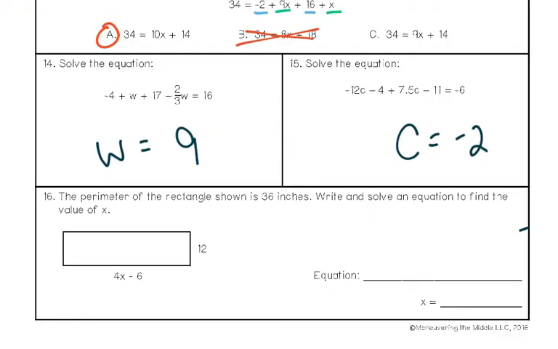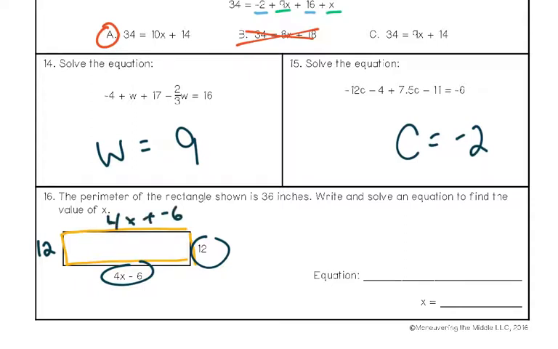Let's go ahead and look down at number 16. It says the perimeter of the rectangle shown is 36 inches. Write and solve an equation to find the value of x. So this is a little tricky. Perimeter, we need to remember, means all the sides added up. So I have this plus this plus this plus this. If this is 12, that means that this is 12. If this is 4x plus negative 6 or minus 6, I have 4x plus negative 6 up top.